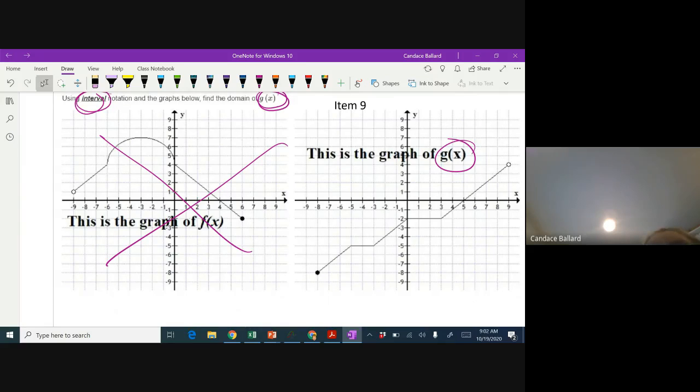Okay, so I'm going to look at my smallest X value on the graph. I always start on the left. So my smallest X value is at -8, and we have a bracket. And then I'm going to keep going until I hit my biggest x value, which is 9. And I'm going to have a parentheses because it is open.